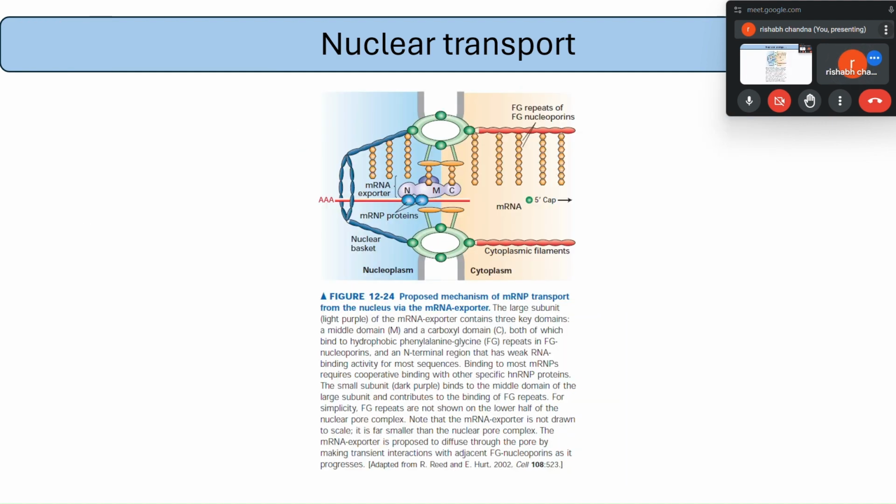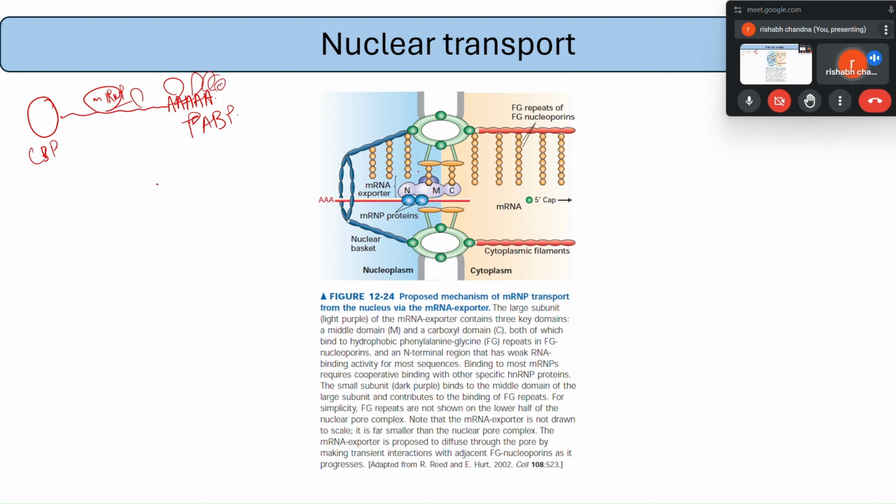Now moving on, this is how the mRNA is exported to the outside. In the case of mRNA export, as we have discussed before also, this is the final RNA, and then we have the proteins. So we have the cap binding protein, the poly A binding protein, and some mRNPs, mRNA binding proteins. These proteins are bound to the RNA and help in its export.